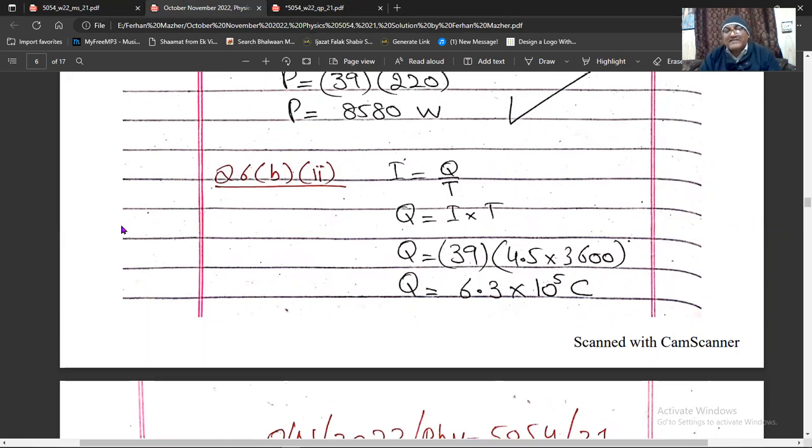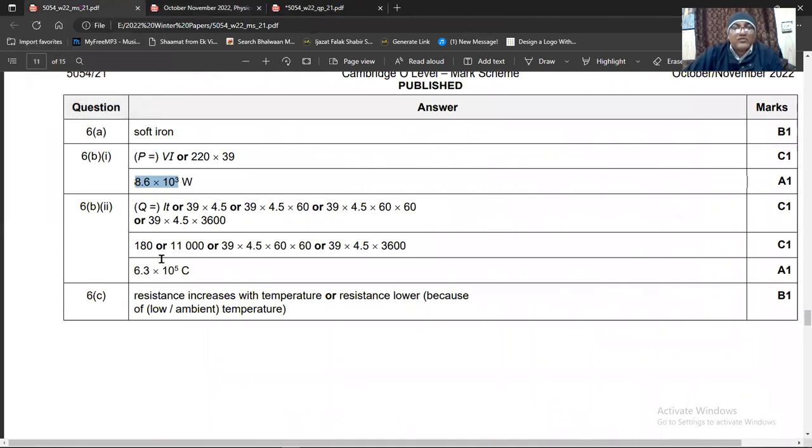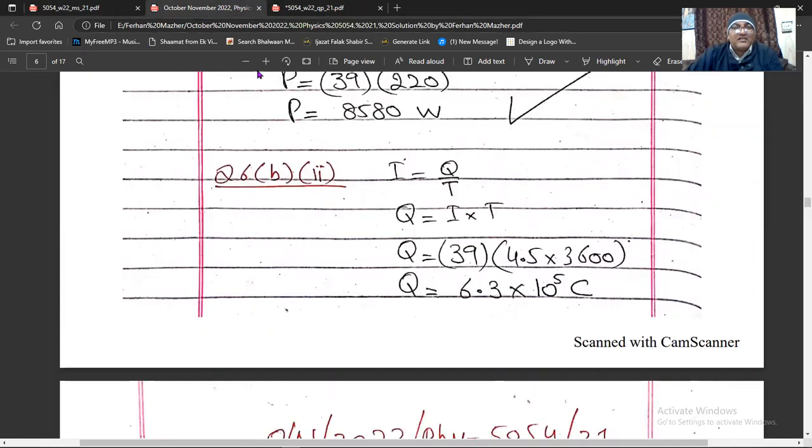And so the final answer will be 6.3 × 10^5 coulomb. 6.3 × 10^5 coulomb is the right answer. This is the solution.